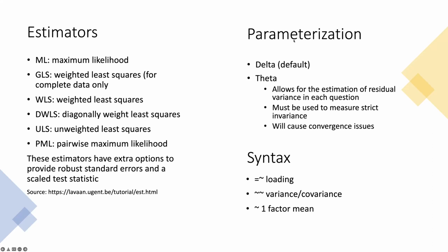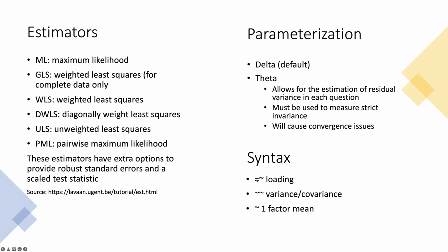And for parameterization, there are 2 options. Delta is the default, and then there's theta. If you use theta, it will allow you to estimate the residual variance in each question, which is needed for the strict invariance. If you do delta, you won't get the residuals for each question. But sometimes theta will cause convergence issues, which I encountered. So sometimes I was forced to use delta, because if you use delta, at least you can get to strong invariance. So that still works.